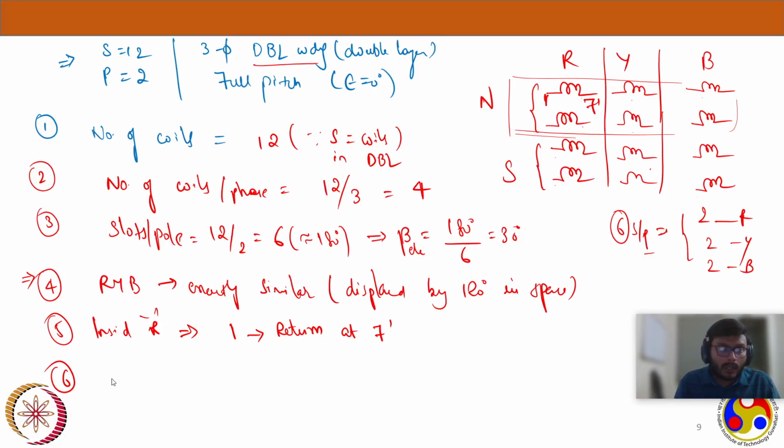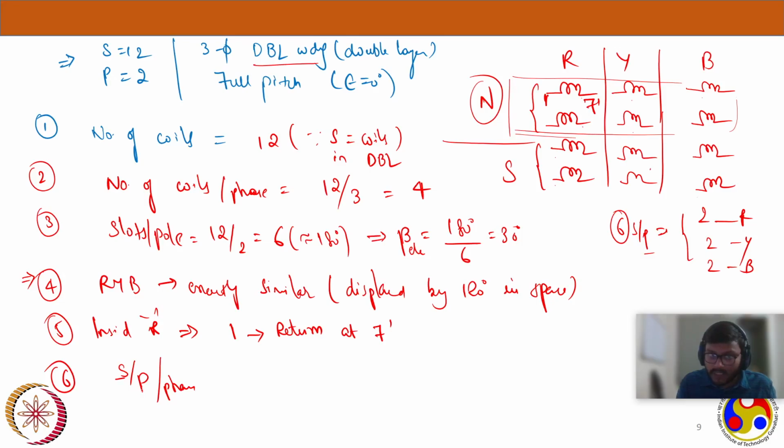Now one more important point is per phase. If you see R phase, within the R phase, number of slots allotted per pole, if you take north pole individually, within a phase I have allotted 2 coils here. That distribution is already clear. Now we will also calculate that by formula. Slots per pole per phase. Total slots are 12.